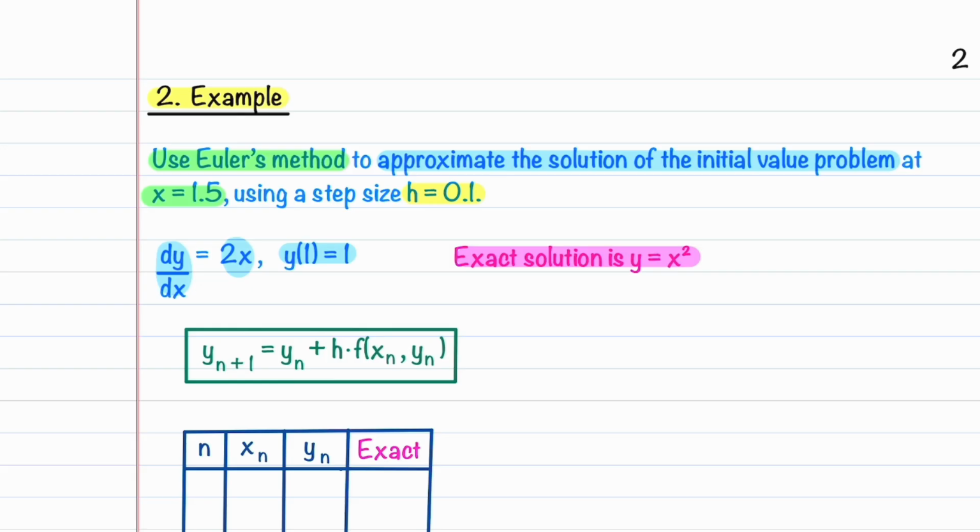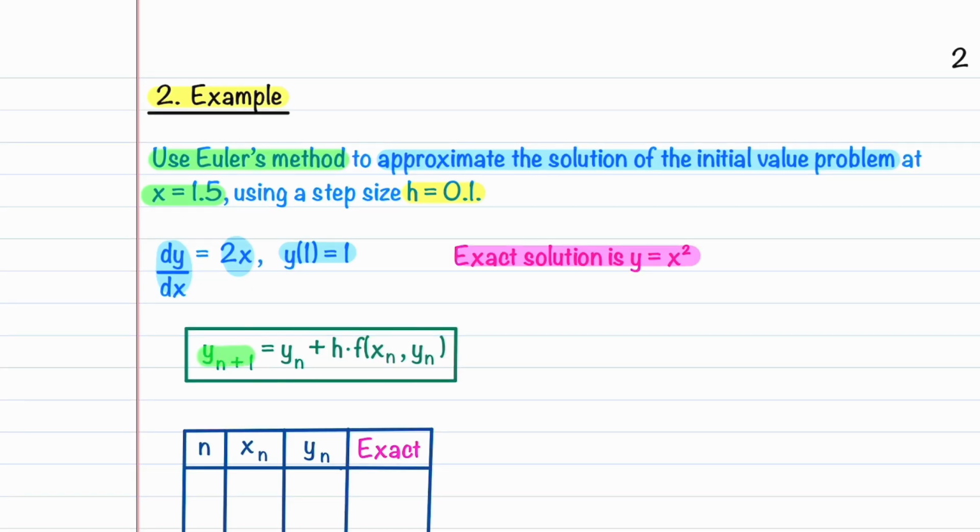The formula that we're going to use is y sub n plus 1 is equal to y sub n plus our step size h times f of xn, yn. The first thing that you want to do when you're solving one of these problems is rewrite this formula in terms of the equation that we've been given. So we're going to start by writing down what f of x,y is equal to.